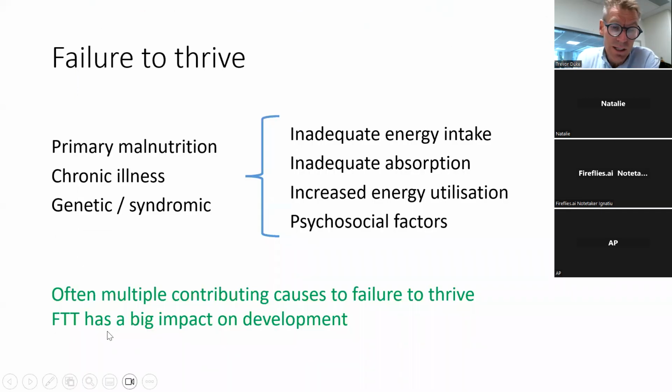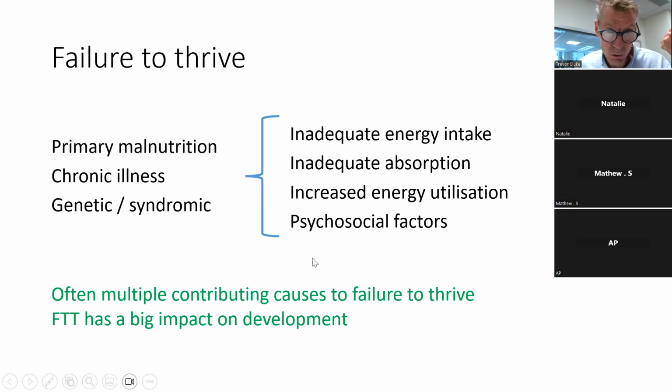Now, failure to thrive can have multiple causes, most of which is primary malnutrition, but sometimes there's an interaction between primary malnutrition and chronic illness. And many children who have primary malnutrition because of inadequate energy or food intake or inadequate absorption may also develop intercurrent infections that are prolonged, and that makes their malnutrition worse. Occasionally, you'll see a child with failure to thrive who has a genetic or syndromic cause, but most of it's this combination between primary malnutrition and chronic illness.